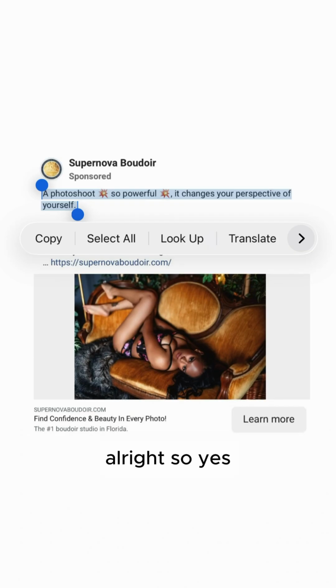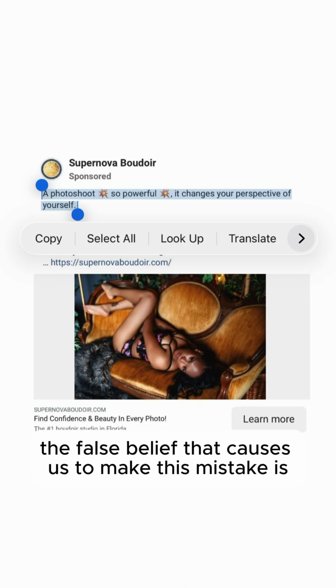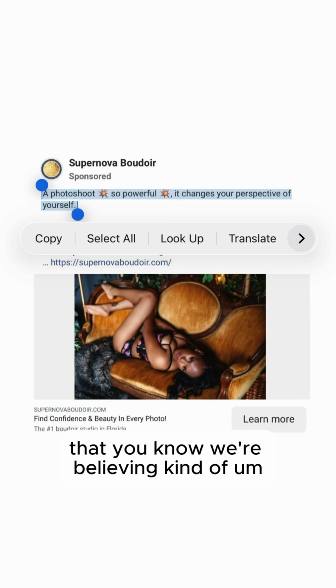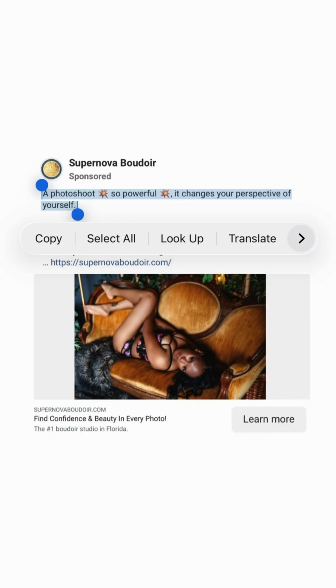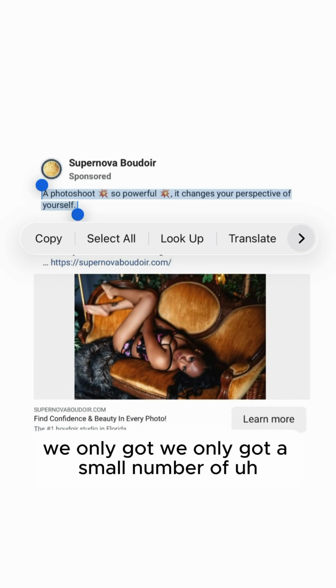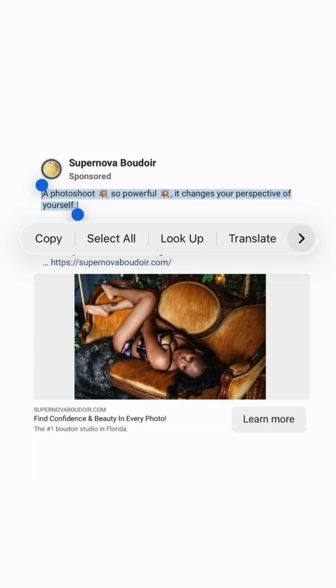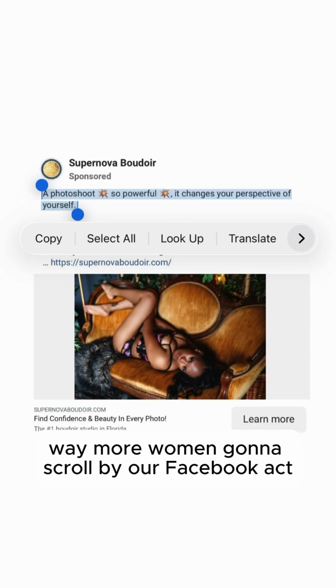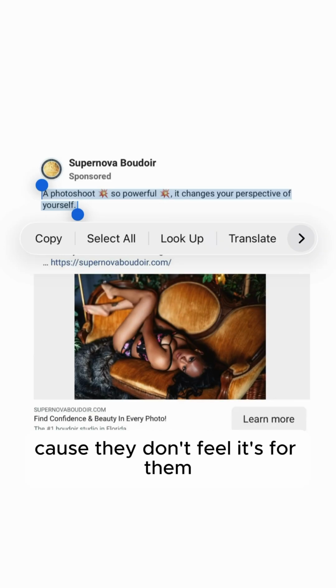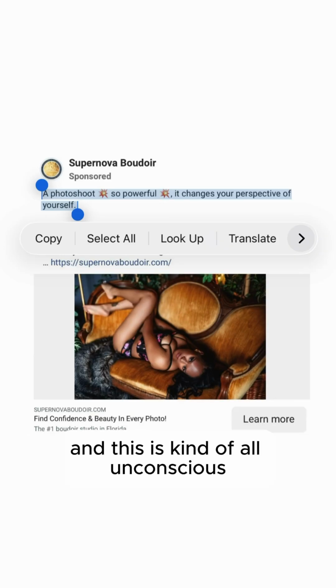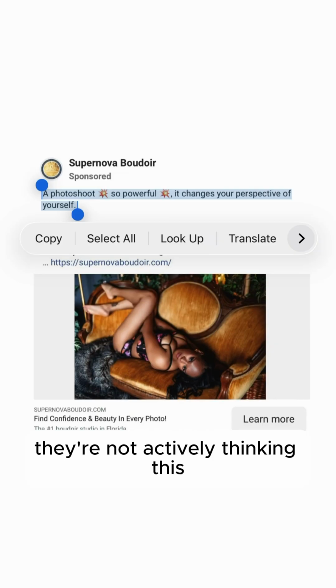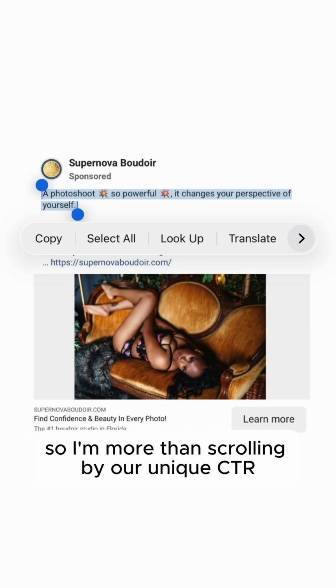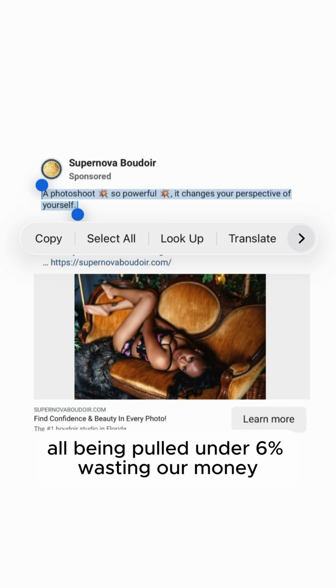All right, so yes, the lack of context mistake. The false belief that caused us to make this mistake is that we believe we have enough context here, but it's not. We only got a small number of context points. The consequence of this is way more women are going to scroll by our Facebook ad because they don't feel it's for them. And this is all unconscious. They're not actively thinking this. So more women scrolling by, our unique CTR being pulled under 6%, wasting our money.